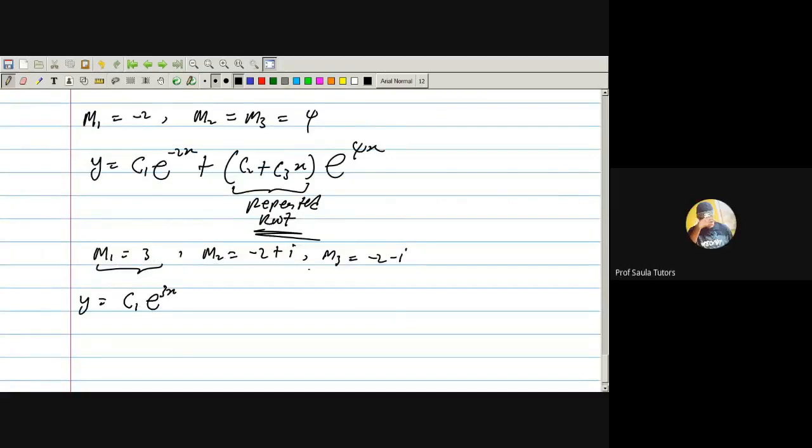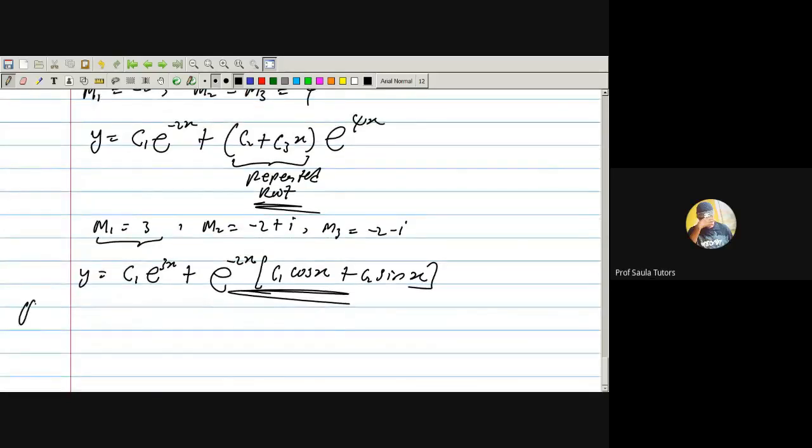But this one, how do we handle the complex root? Don't forget, exponential minus 2x times C2 cos x plus C3 sine x. So, that's it. Since you have known this, this assignment will not be hard.